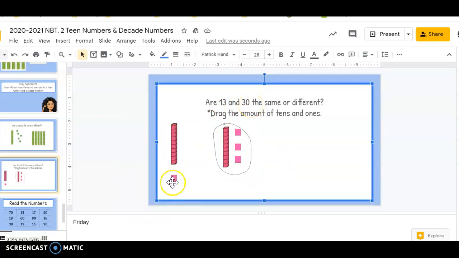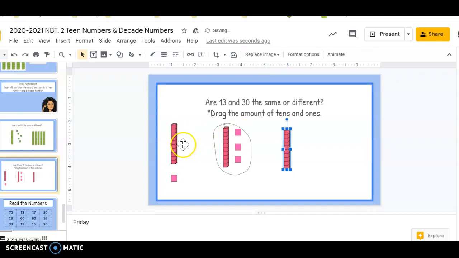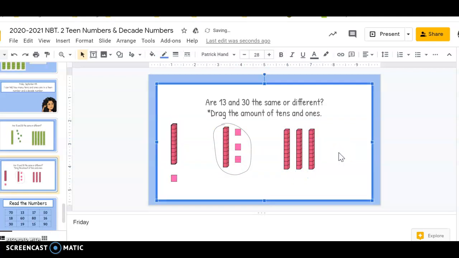Okay, now I want to build 30. How many ones am I going to need? I'm not going to need any of them because we're building with decade numbers. So I want to know how many 10 sticks I need. Let's count. 10, 20, and 30. Very good. Are these the same? No, these are not the same.